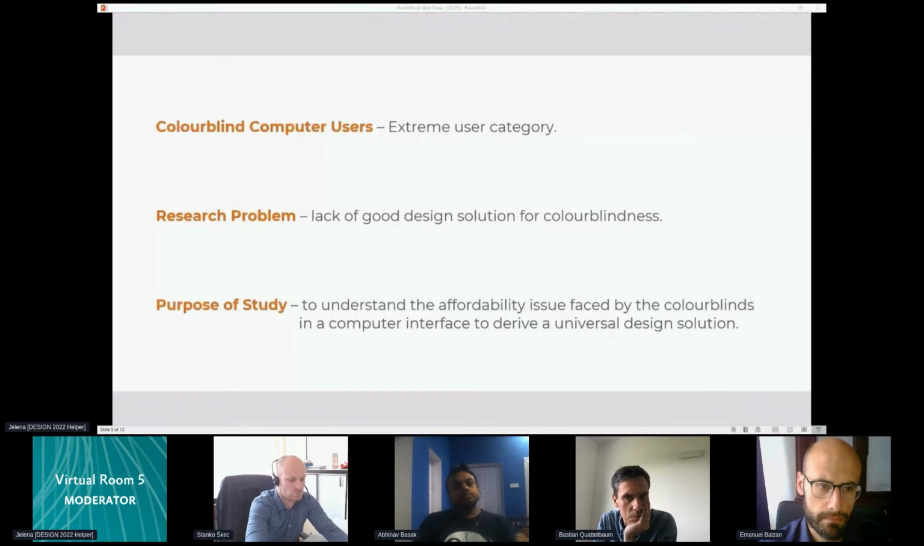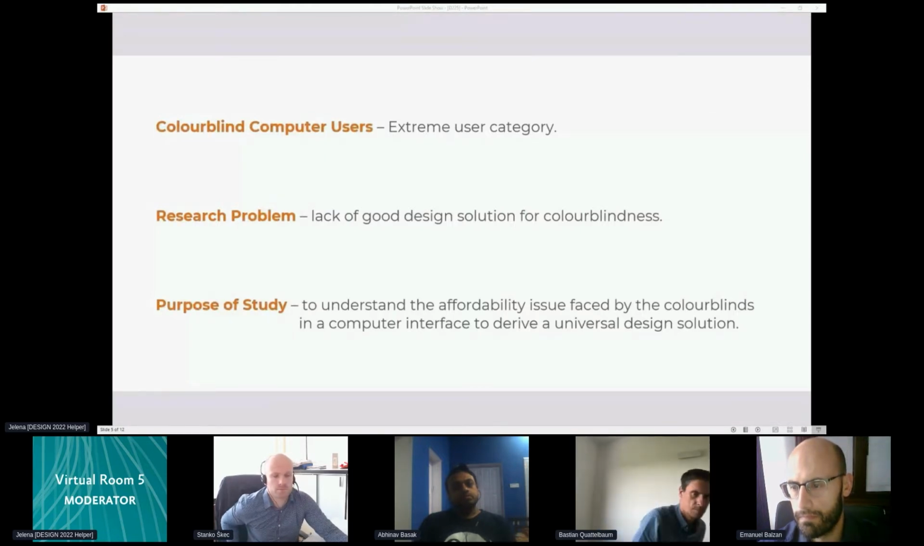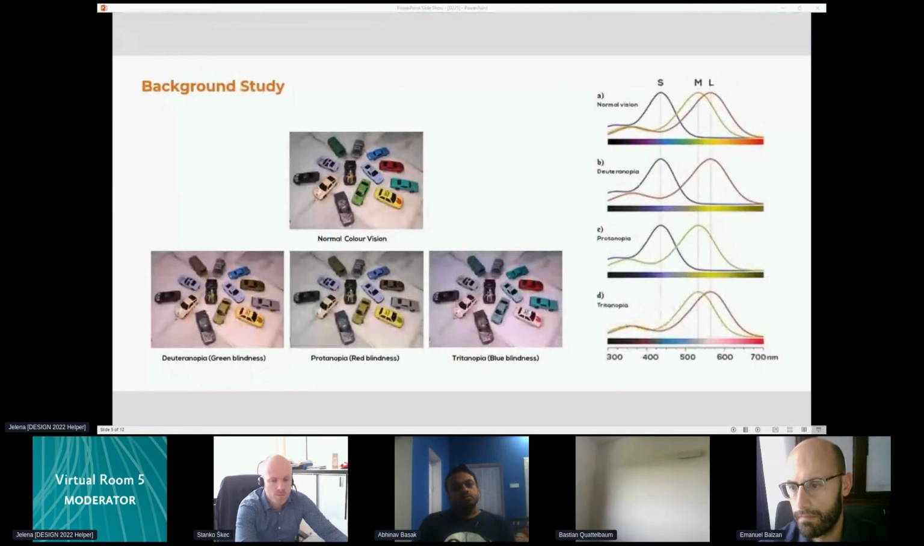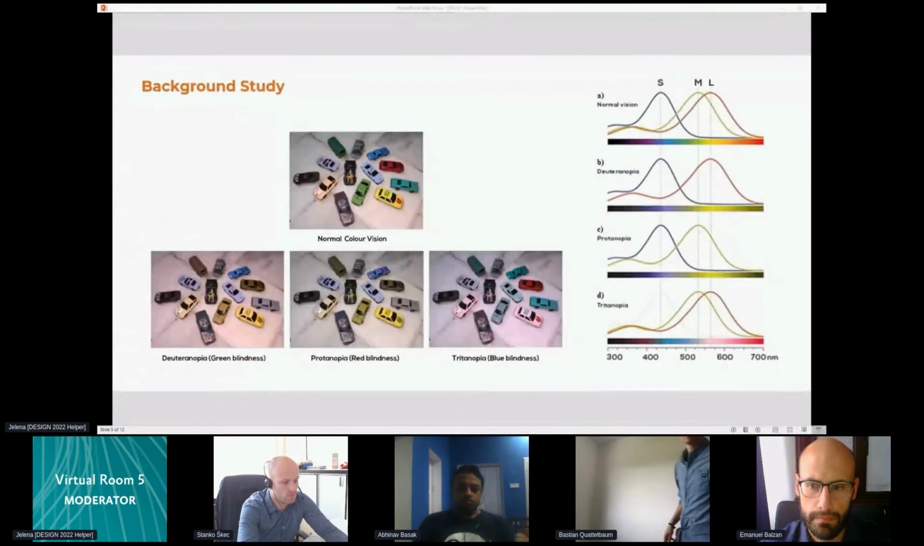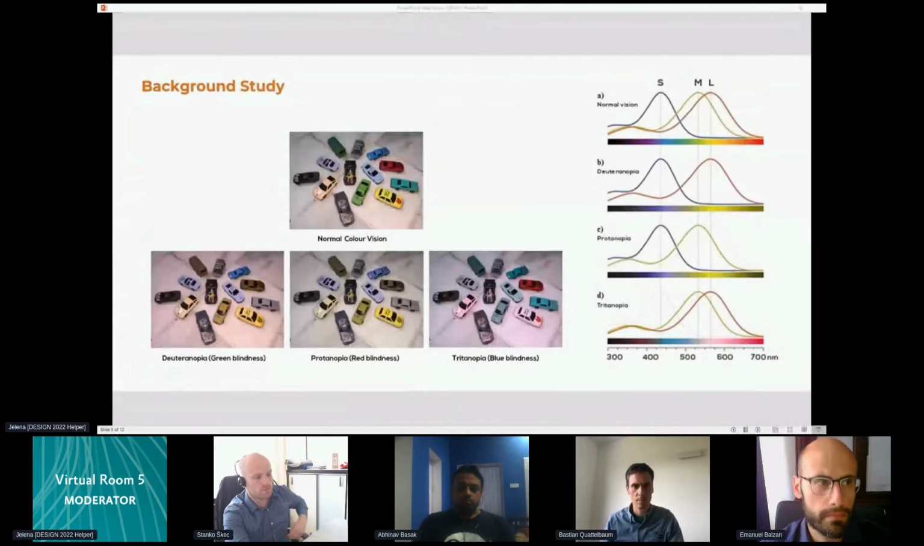The purpose is to understand the accessibility issues faced by the colorblind in a computer interface to come up with a universal design solution, so as to make the computer interface inclusive to colorblind users. Colorblindness is a visual disorder where an affected person cannot distinguish a particular color shade against another color shade. The image shows the visual perception in different types of colorblindness as compared to normal color vision. Beside this is a graphical representation of color absorption curves where graphs B, C, and D depict mutated color cones.